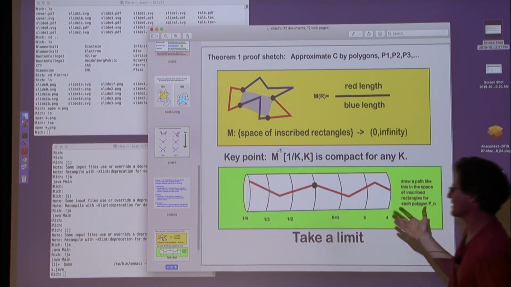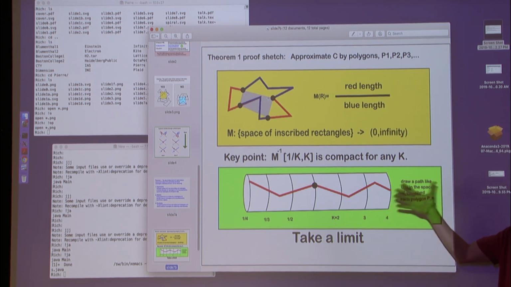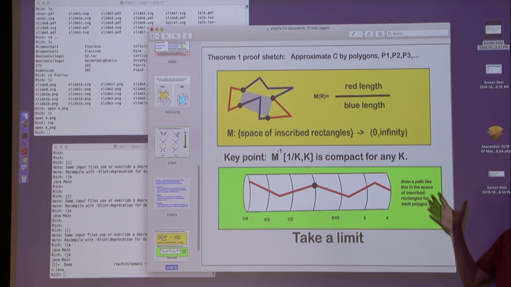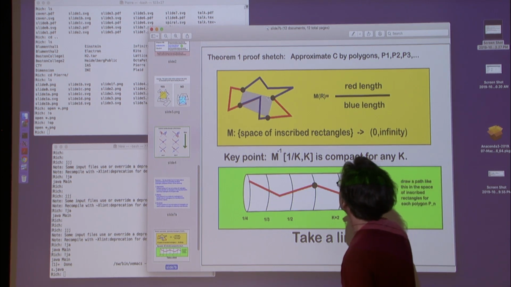So that's what I mean. It would have been nice if there was always one of these hyperbolic components, but there's both. But it doesn't matter. You can still take a limit of this thing and get this result. So that's the first of the two theorems.